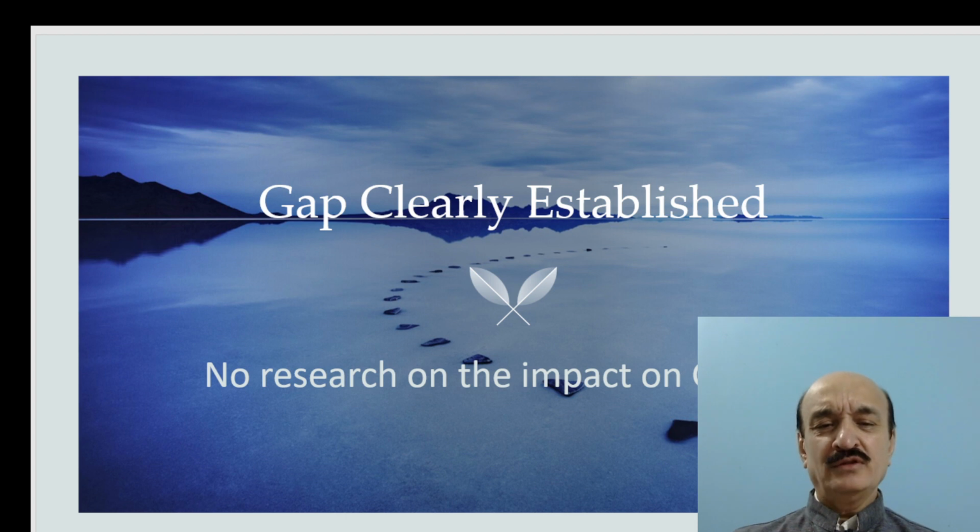So by doing all this research, going through these research papers, what are you going to do? You're going to clearly establish the gap between present research and the research that you target to do. So there is no research on the impact on Gen Z. So firstly, the gap has been established. You have a lot of basic information about junk food and its impact on health.